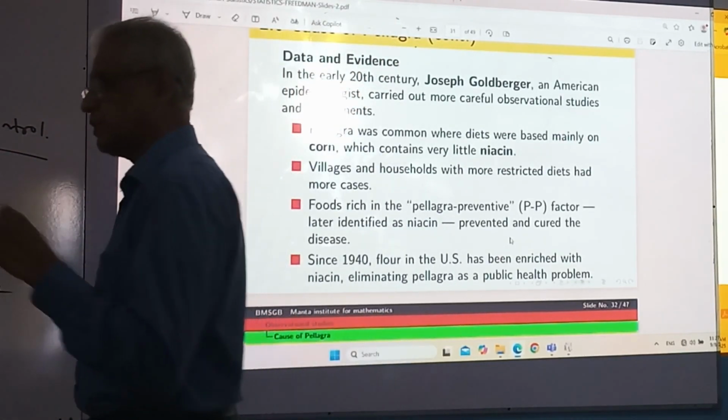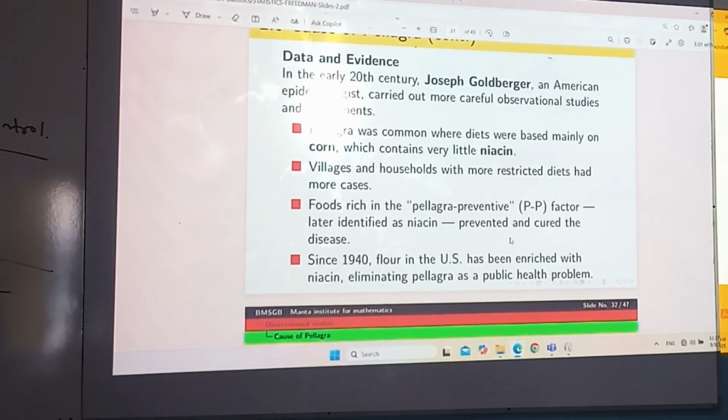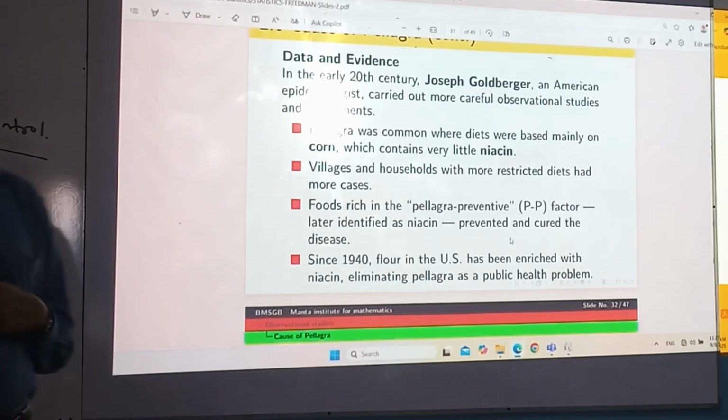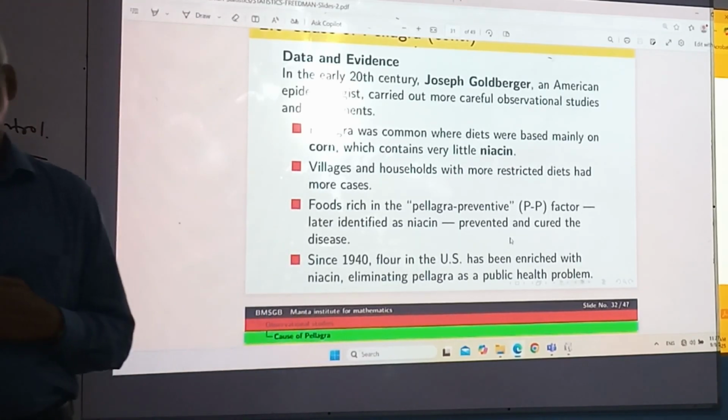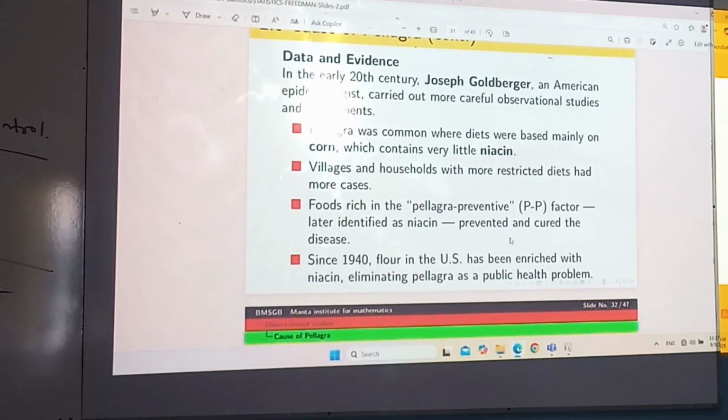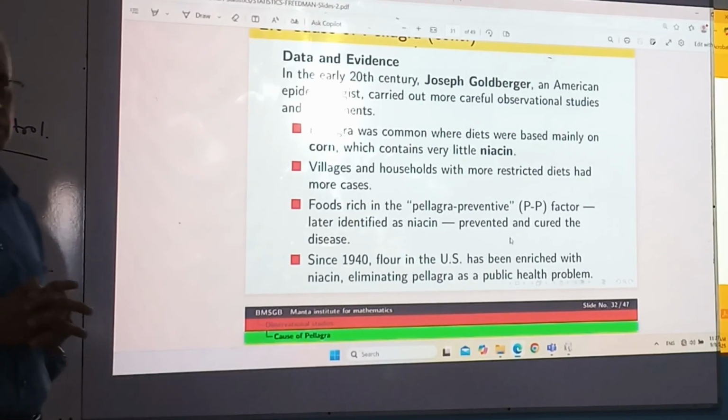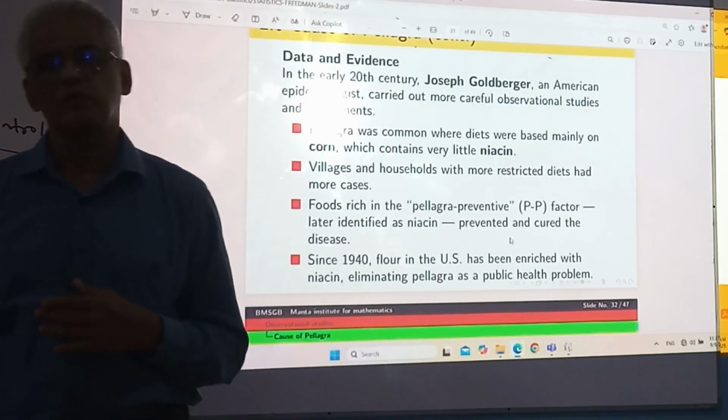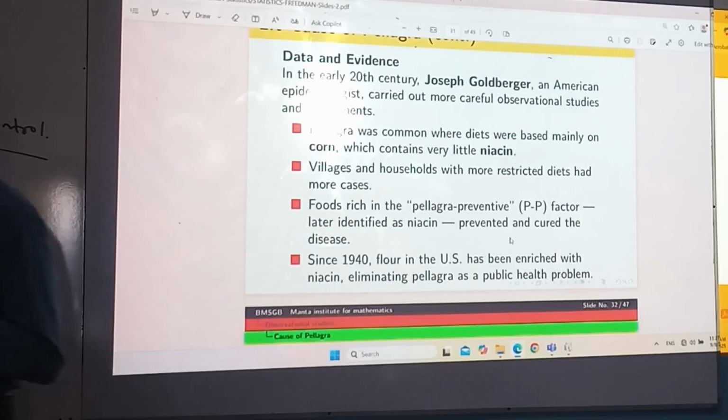So most of these people, the foods of these people were lacking niacin. Right? So therefore niacin came as a possible reason for this particular disease, right? So therefore, they further carried out some experimental studies and found out actually niacin was the cause. Lack of niacin was the cause of this particular disease.